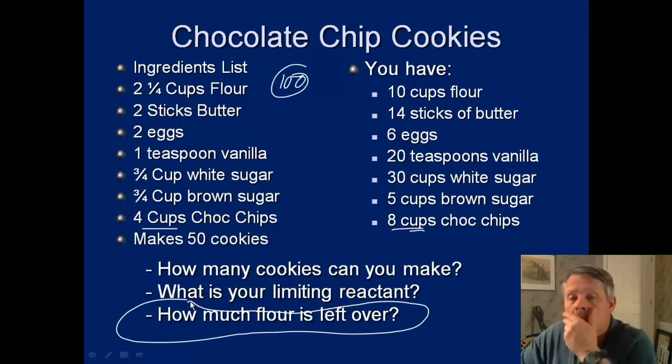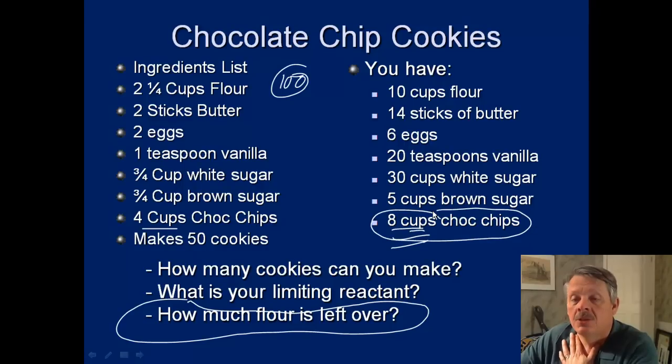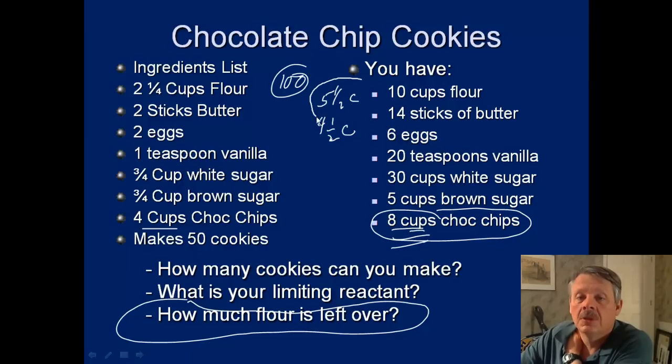Okay, well, you could do it this way. You could say, I could make 2 batches of chocolate chip cookies, based on this information. And to make 2 batches of chocolate chip cookies, that would take me 4.5 cups of flour. Well, that means I don't use 5.5 cups of flour. And so that's how much I had left over. Right? So that's one way to do it.